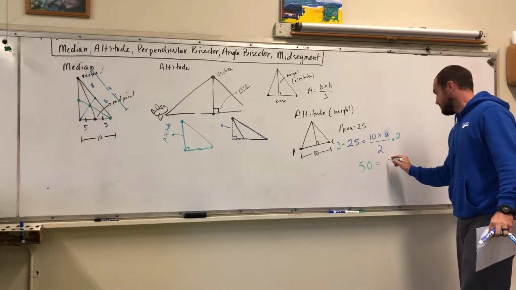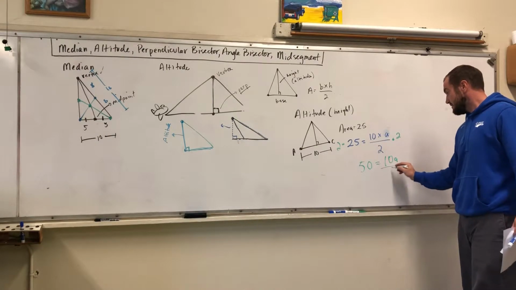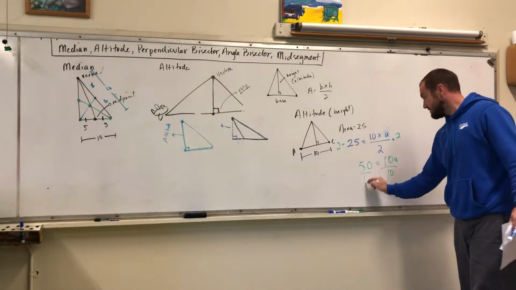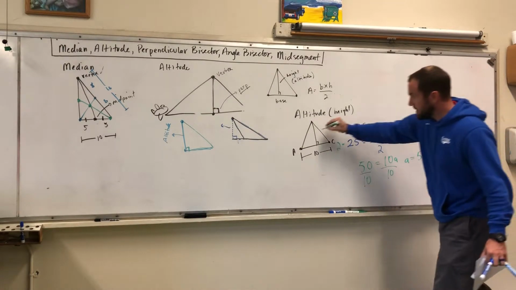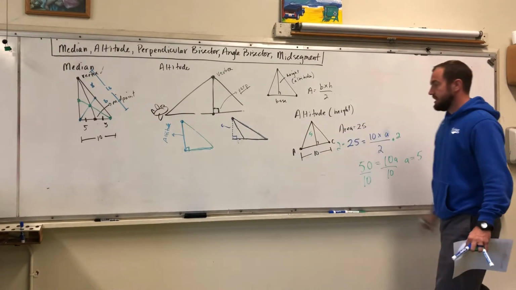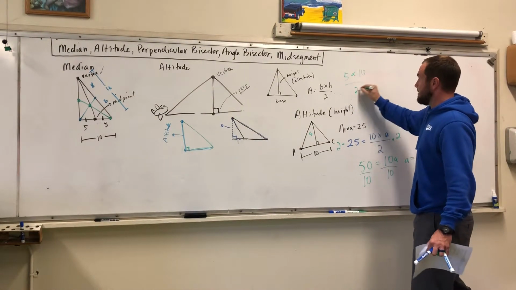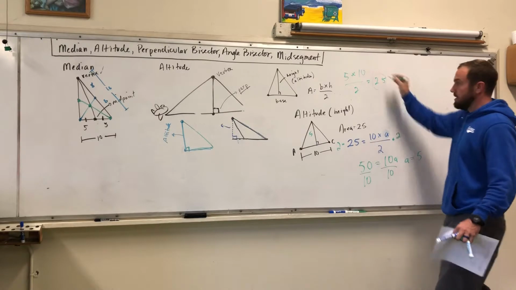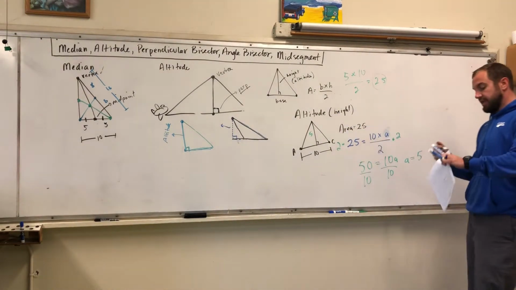50 is equal to 10a, divided by 10. And my altitude here will be 5, which makes sense. 5 times 10 is 50, divided by 2 is 25. So they may ask you to solve for an altitude. They would have to give you a base. They would have to give you an area.